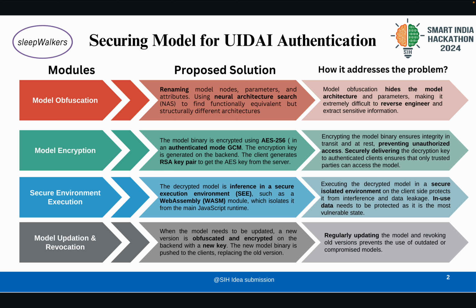After that, the fourth module is when we have to update the model and revoke it from a client. So whenever the model needs to be updated, a new version will be obfuscated, encrypted and sent over to the client. Now this model will be further used by the client for further inferencing.